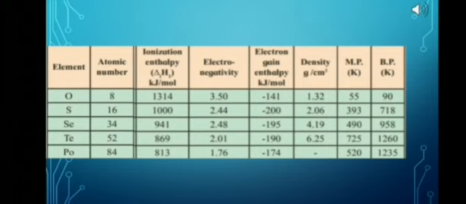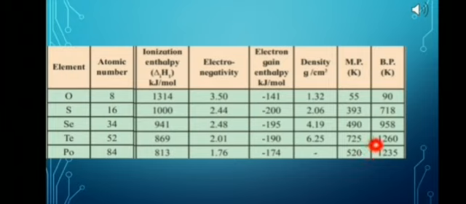Now if you see the melting and boiling point, here the melting and boiling point increases regularly on moving down the group. If you see, the melting point of polonium is lower than that of tellurium. This increase of melting point and boiling point is due to the increase of the atomic size and the increase in the magnitude of the van der Waals forces.